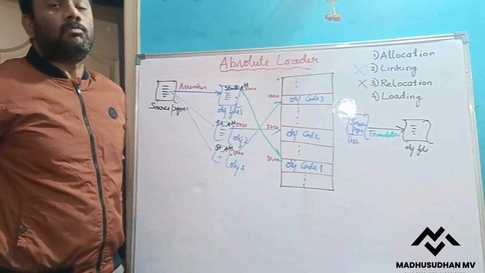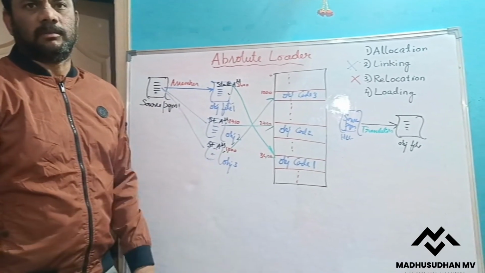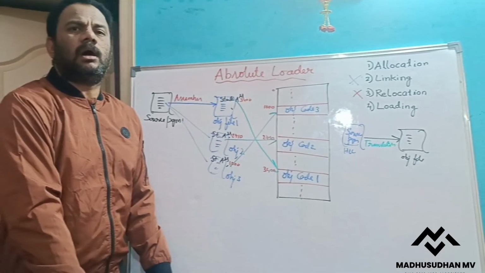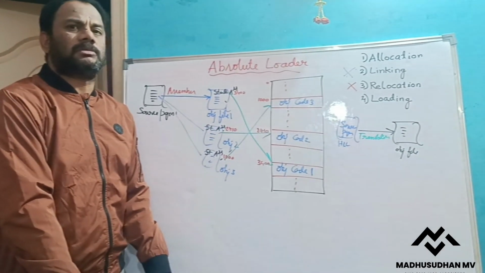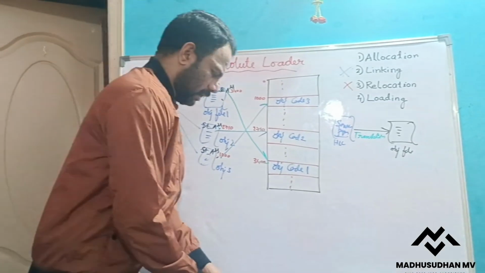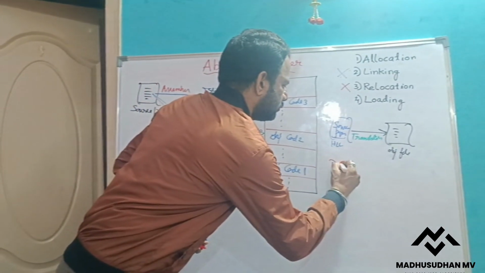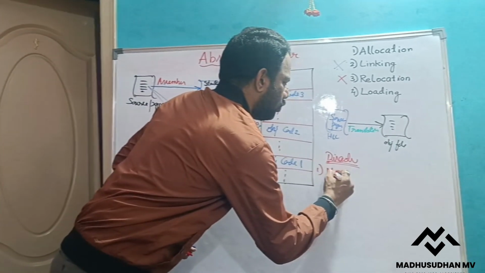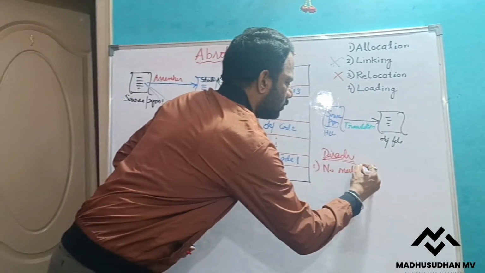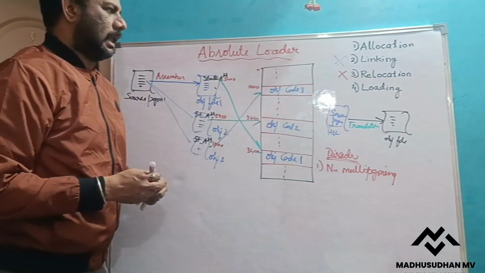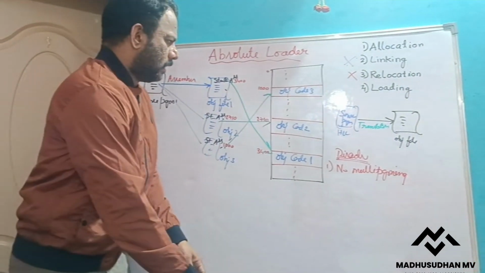Now what is the problem here? We cannot do multi-programming or multitasking. We cannot execute more than one program at the same time, but today we execute multiple programs at the same time. That is the disadvantage: no multi-programming. You may ask why. I will explain.